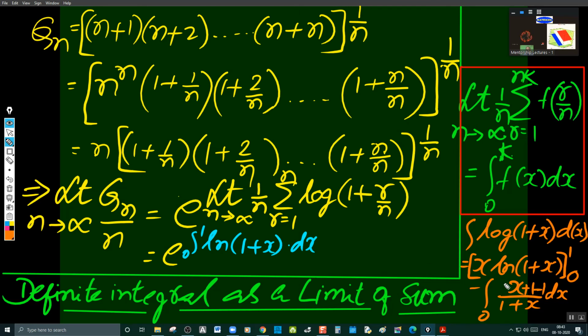Anyone, do you help me out in writing the final value? Log x, integral x, limit 0 to 1, that will become 1, and log of 1 plus x plus log of 1 plus x, limits are from 0 to 1. So if you apply that one, what is the value you get finally? Anyone please help me out there.